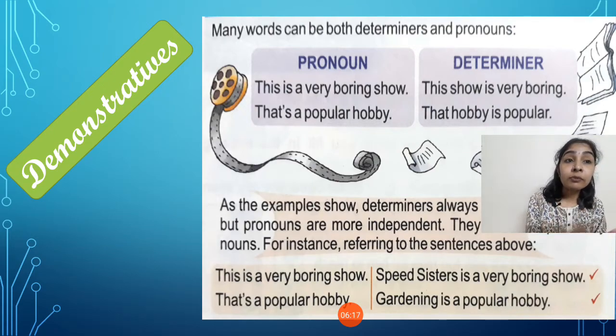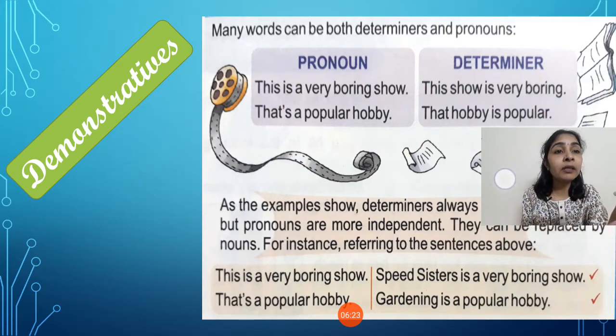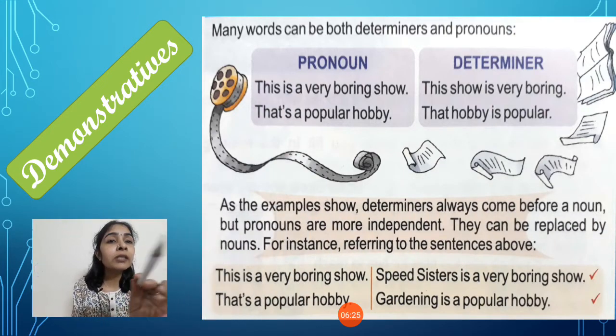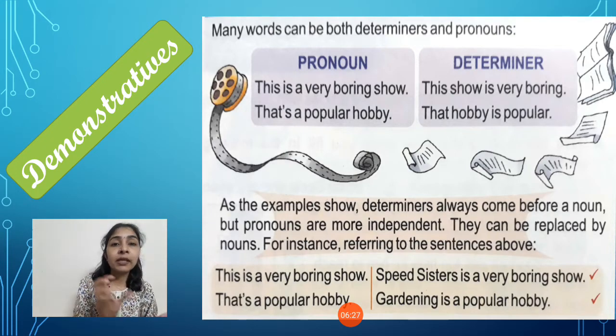Demonstrative. Here I just explained the difference between the pronoun and the determiner, but let us also go through it with the help of an example. Now suppose I am talking about an opera show. I went to an opera show. This was a very boring show. That was a very boring show.